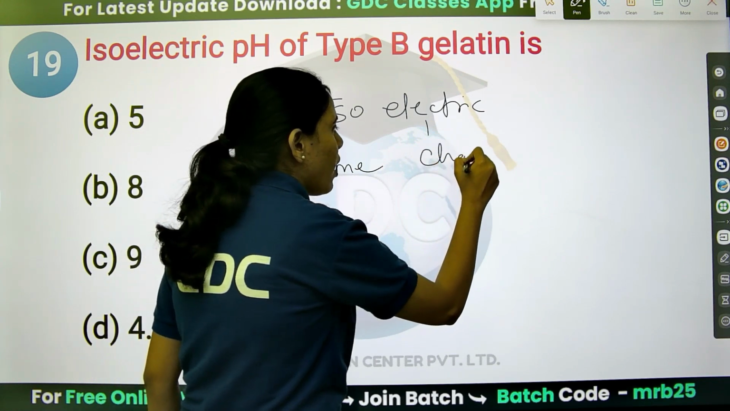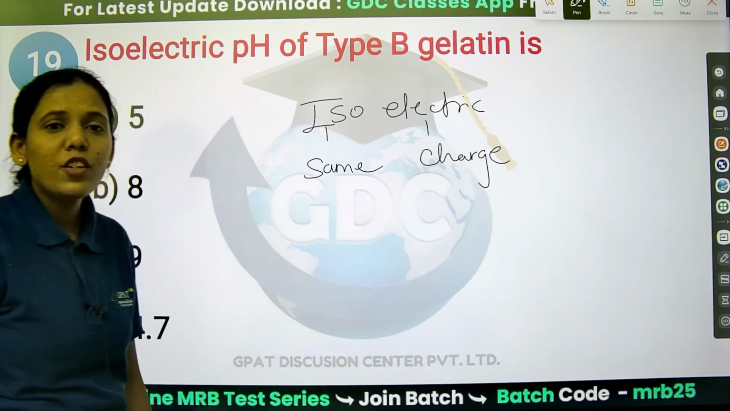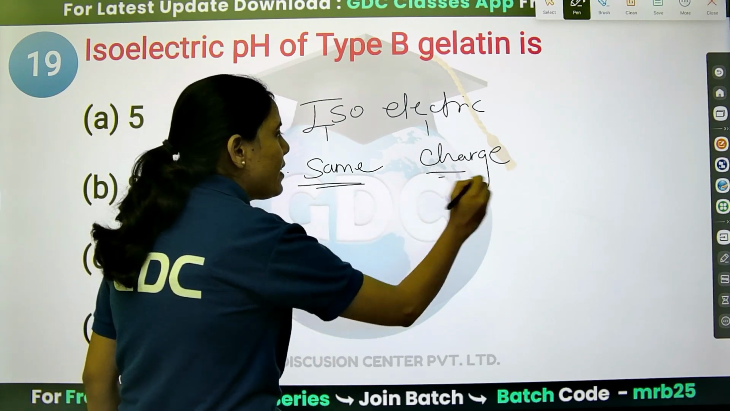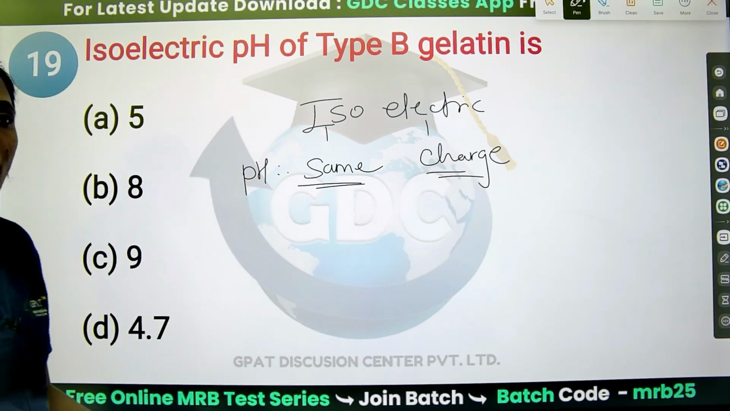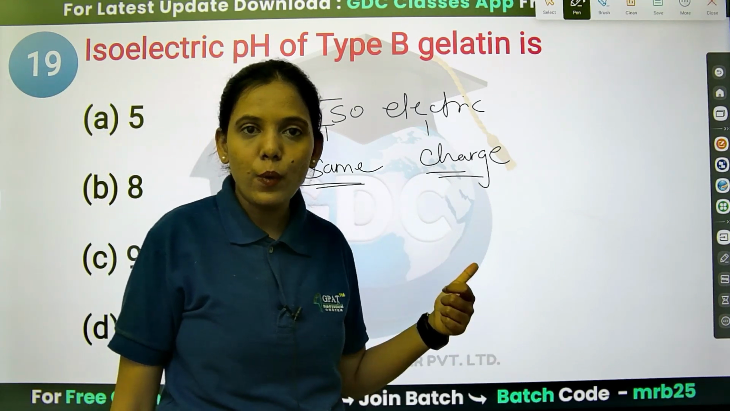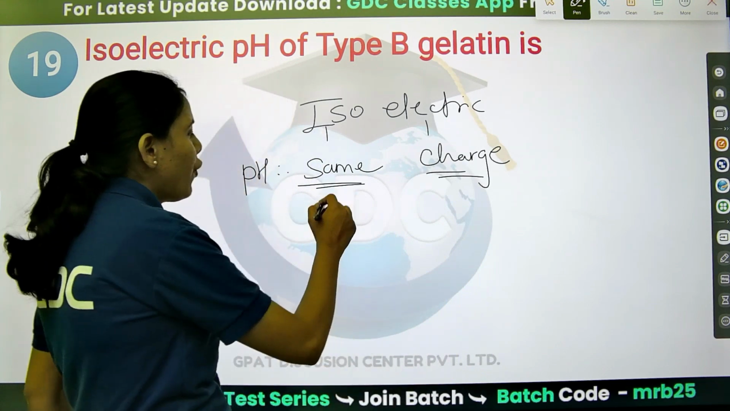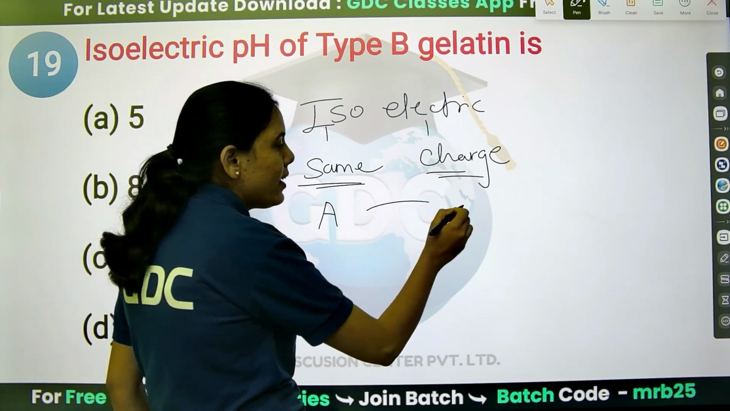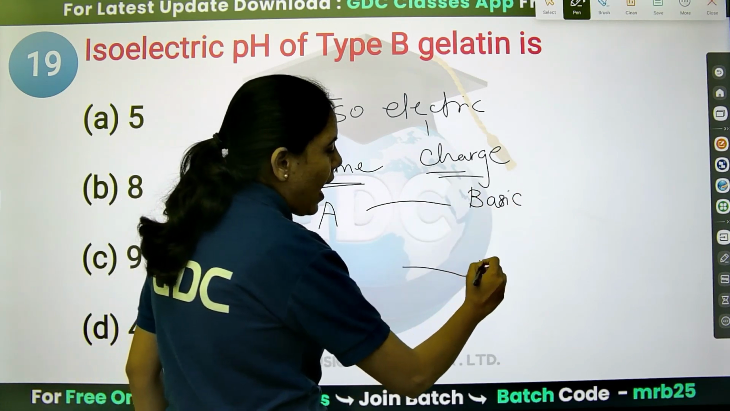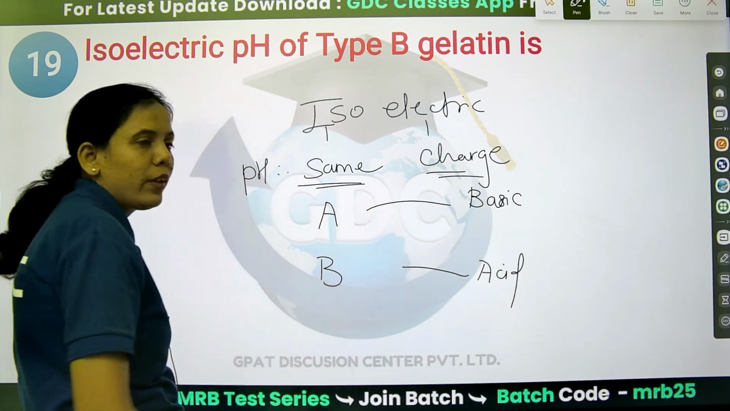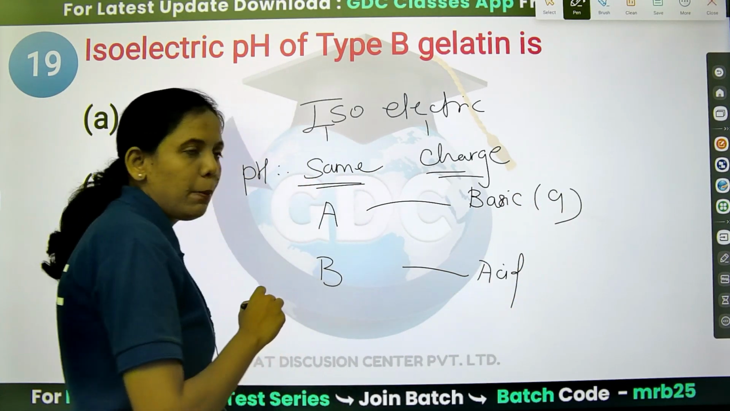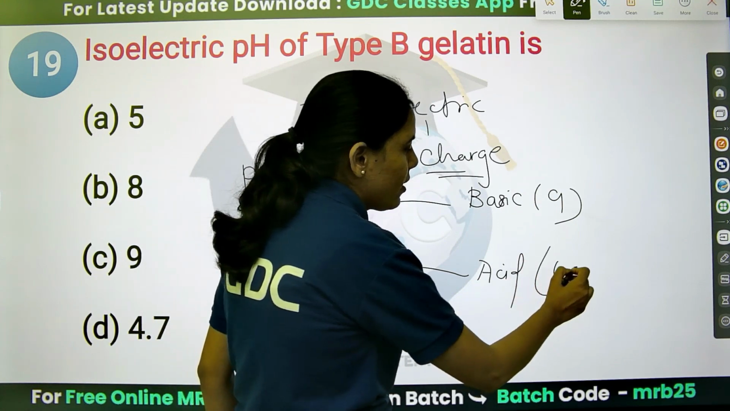Electric means what? Charge. Electric is nothing but the charge. So the pH at which the molecule has the same charge, where the charge of the gelatin is balanced, we call it the isoelectric point. Now remember, for type A gelatin it lies in the basic region, and for type B gelatin it lies in the acidic region. Type A gelatin is basic, at pH 9, and for type B gelatin the isoelectric point is 4.7.